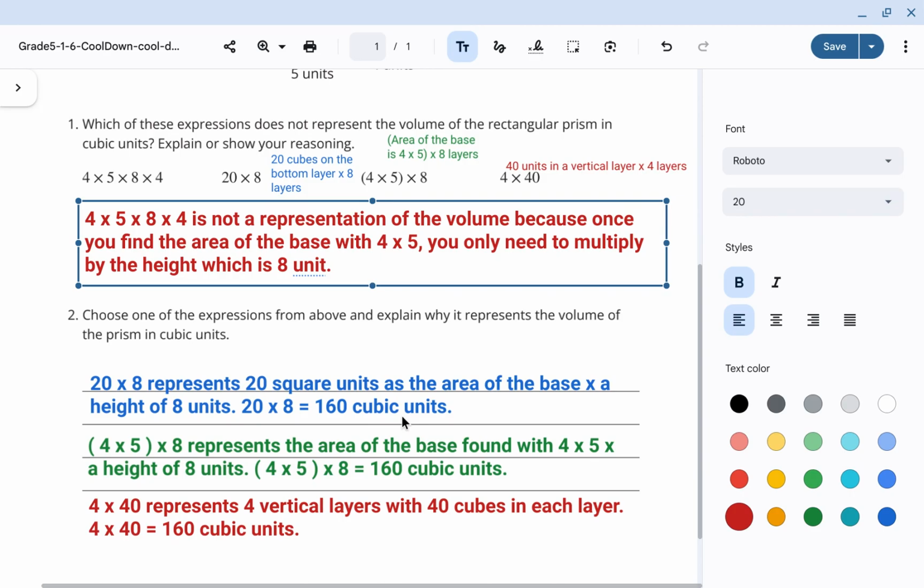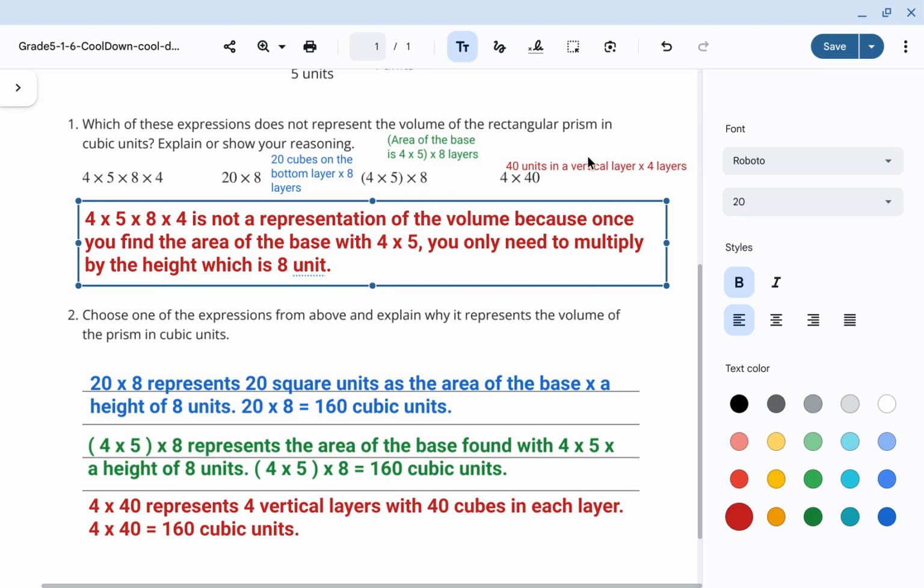Now, if you chose what here, I have my notes in green around, the 4 times 5 in parentheses times 8, that represents the area of the base found with 4 times 5 times a height of 8 units. So 4 times 5 times 8 equals 160 cubic units. That would be an explanation of this third expression.